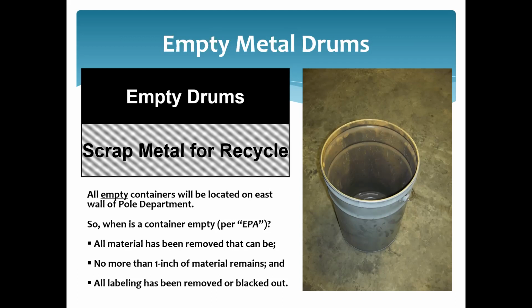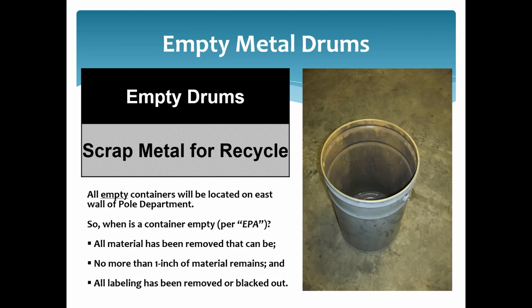All labeling has been removed or blacked out. What you need to do is make sure that the labeling has either been sprayed out so you can't read it, or it's been peeled off. With that said, everyone knows it'll be an empty container. What do you do with that container then? You take it over to the breaking pit, assuming that it's a metal container. We can use that as scrap metal.